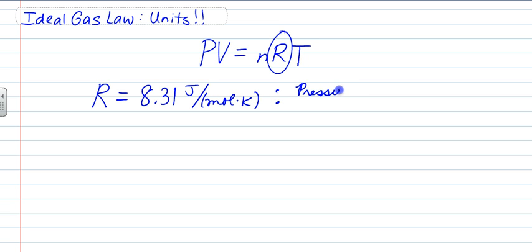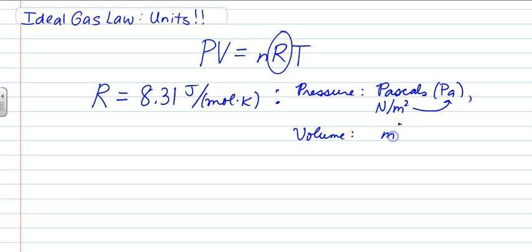For pressure, well, you have a choice. You can use pascals, or you can use newtons per meter squared, which is basically the definition of a pascal. For volume, you have to use meters cubed. Don't use milliliters, don't use liters. You have to make sure that you're using meters cubed.